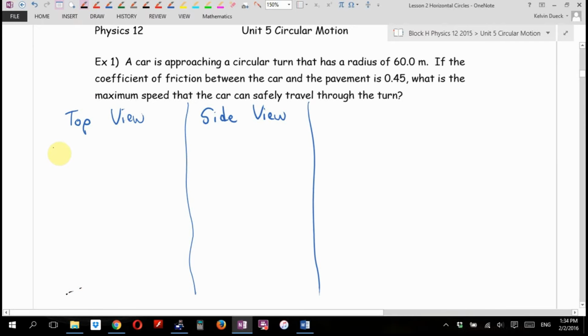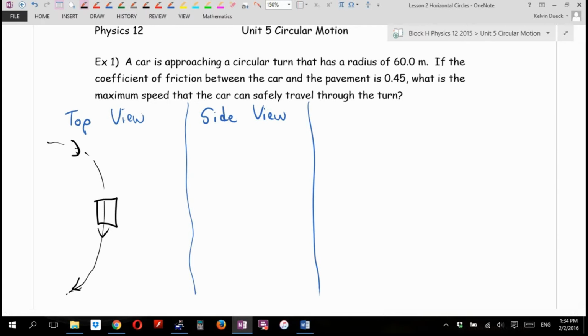Let's have the corner go, sure, this way. The car's going around the corner this way. Here's the car. What are the forces acting on the car? Get the obvious one. You know what? That's really tough to show. Let's draw a side view picture as well.